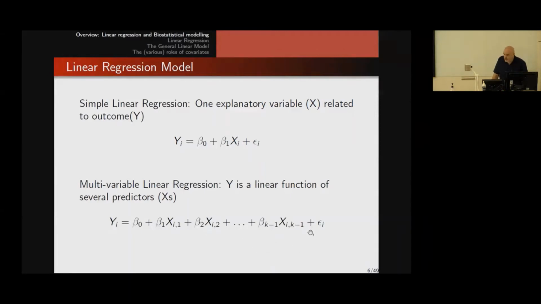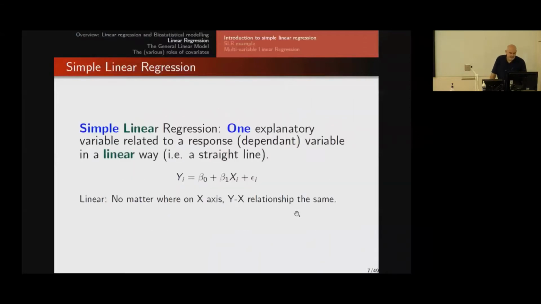Okay, I do avoid the word independent variable that a lot of statistics textbooks use because sometimes independent variables are not independent of each other. So it's a misleading term. Okay, so just to clarify, simple linear regression is one explanatory variable related to a response variable or a dependent variable or an outcome variable in a linear way. So the word simple just means one predictor. It doesn't mean easy. It just means one predictor.